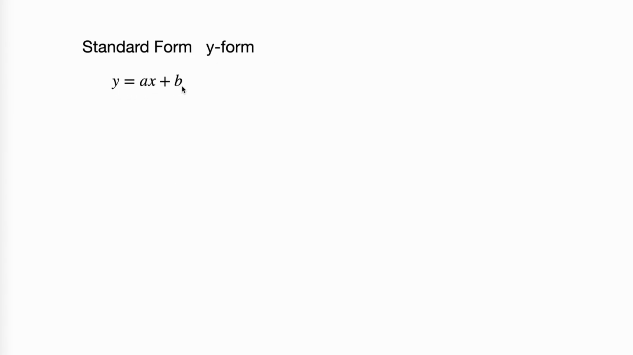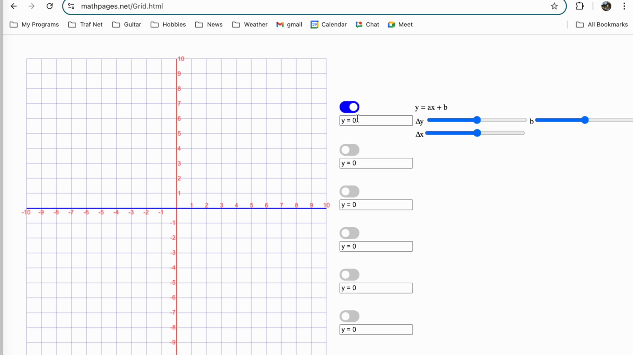Y equals ax plus b, where a is the slope, which is the rise divided by the run, and b is the initial value, or the y-intercept. You can get this from the graph, or you can work it out algebraically. Let's see what happens when we change the slope. As we change the slope, it just changes the angle.